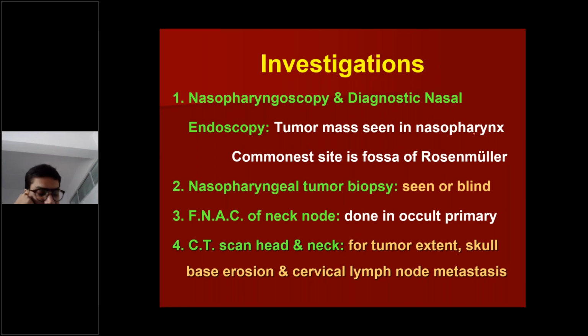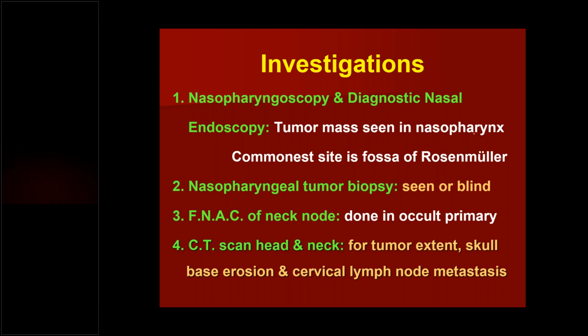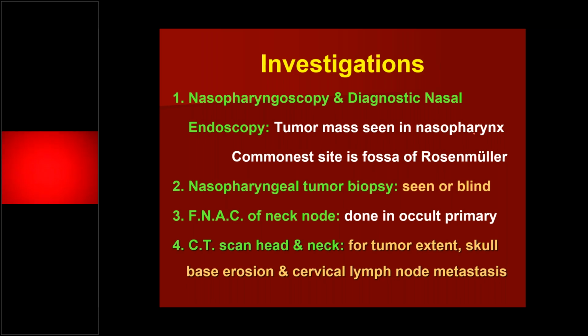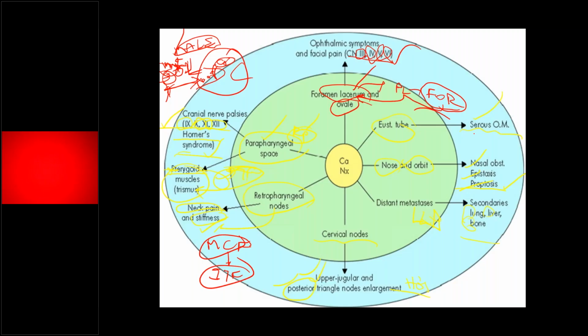Next, investigations. You should be able to know the spread of this tumor. There can be proliferative type, ulcerative type, and infiltrative type. That is also given in the textbook. When it involves the fossa of Rosenmuller, posterolaterally it goes towards the carotid artery. Anteriorly, it can go to the nasal cavity. Inferiorly, it goes to the oropharynx and hypopharynx.